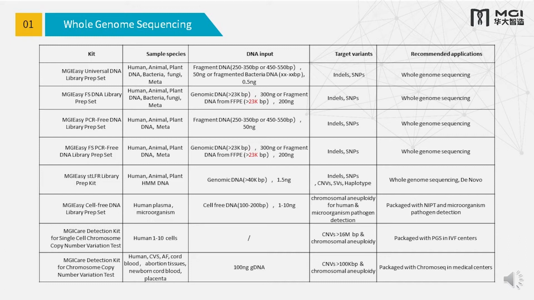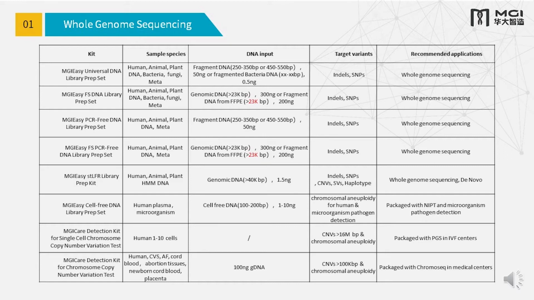We have a unique library kit we call single tube long fragment read, or stLFR for short. It is for very long fragment DNA. We ask for DNA longer than 40 kilobases; if it is too short, they will not recommend this kit. With this kit, you can get a normal assembly for species including animals, humans, and plants, and you can get the haplotype information from here. The remaining 3 kits can only be packaged with some specific applications. They cannot be used independently at the moment.